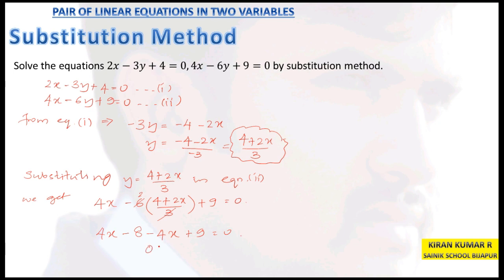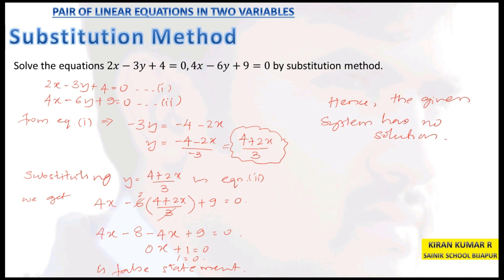We get it as 0 times of x plus 1 equal to 0. So 1 equal to 0. So it is a false statement. So we can conclude, hence, the given system has no solution. Whenever there is no solution, we call such a type of system an inconsistent system.